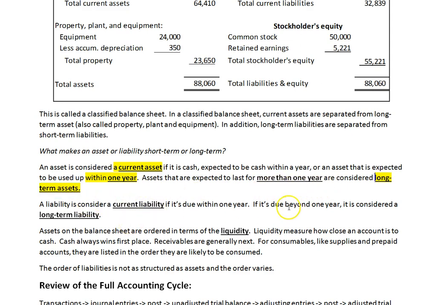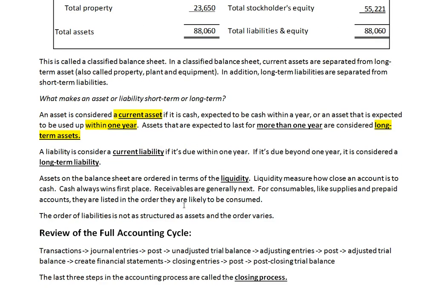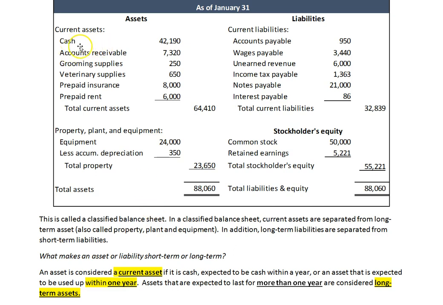Current liability, same rule. If it's due within 1 year, it's current. If it's beyond 1 year, it's a long-term liability. Here's the ordering. Assets on the balance sheet are listed in terms of liquidity. So this is actually an interesting concept. Liquidity measures how close it is to cash. Of course, cash is cash, so it always wins first place here in this competition.